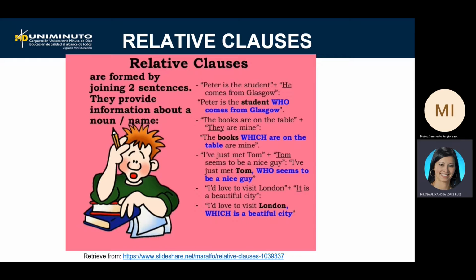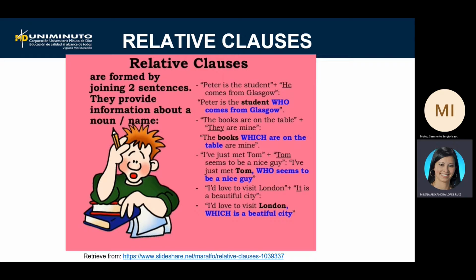So they are for joining two sentences, and they provide information about a noun or a name or whatever. For example, we have several examples here. Peter is the student. This is one sentence. Second sentence, he comes from Glasgow, correct? How do I do it with the relative clause? Peter is the student who, that's my relative clause, comes from Glasgow. So I join two sentences and I put the relative clause in the middle of the two sentences. Is it good? Clear? Yes, teacher.